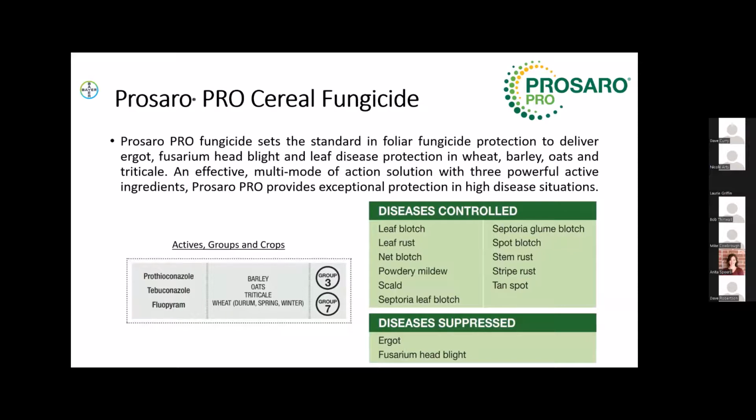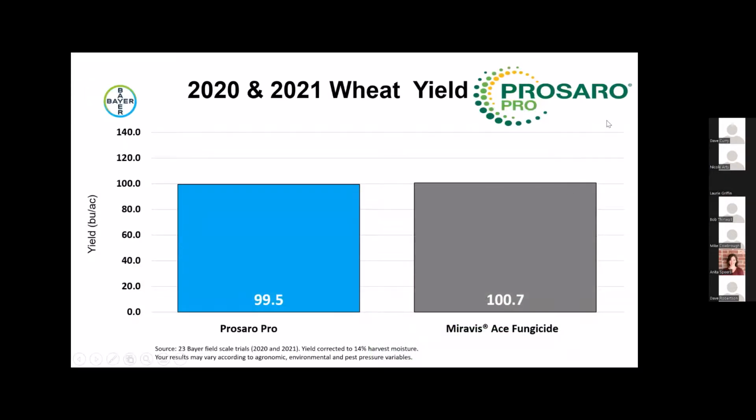And it controls all the major leaf diseases on the flag leaf, things that we're curious about when we're at that T3 timing. It's going to control those leaf diseases on the flag leaf. But most importantly, this is around fusarium head blight protection and DON suppression in the wheat crop. And just a couple of slides here on performance.